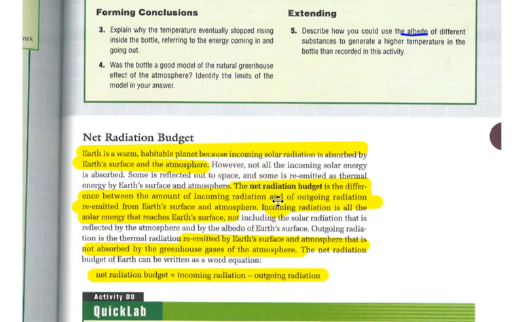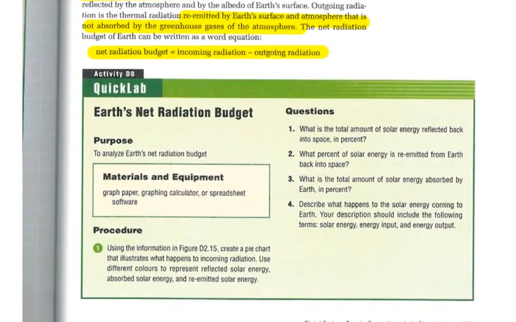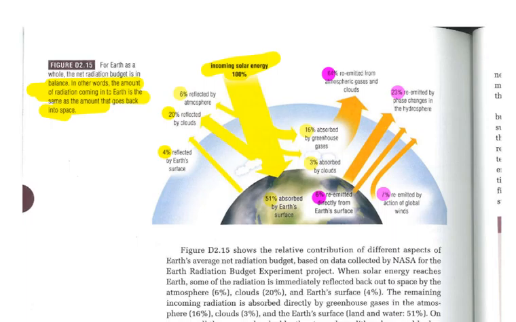Therefore, we have something referred to as the net radiation budget, which is the difference between the amount of incoming radiation and outgoing radiation re-emitted from the Earth's surface and atmosphere. Incoming radiation is all the solar energy that reaches the Earth's surface, not including the solar radiation that is reflected by the atmosphere and by the albedo of the Earth's surface. Outgoing radiation is the thermal energy re-emitted by the Earth's surface and atmosphere that is not absorbed by the greenhouse gases of the atmosphere, so it actually leaves the Earth. The net radiation budget can be written quite easily as: budget equals incoming radiation subtract outgoing radiation. So of course, what would you expect the Earth to be then, if that is the case?